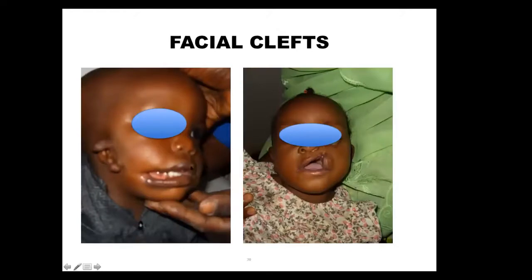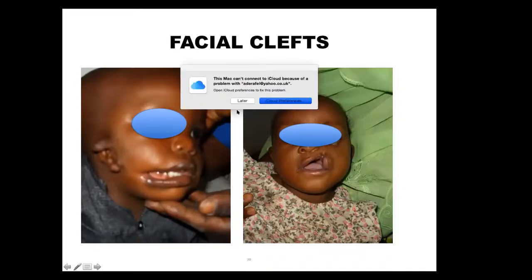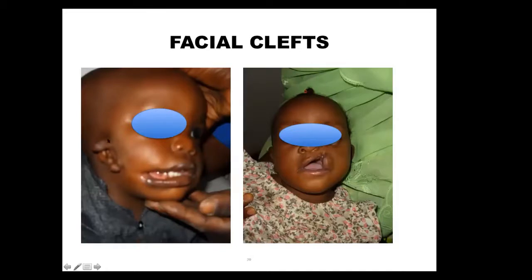We also have facial clefts. This is an oblique facial cleft. You can see it at the angle. And this one, you can see that it's a syndromic case. You can see the ear tag here. And then also we see this one. This is an oblique facial cleft. You can see it here.